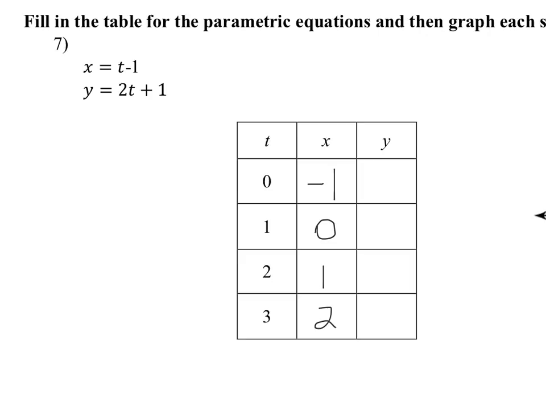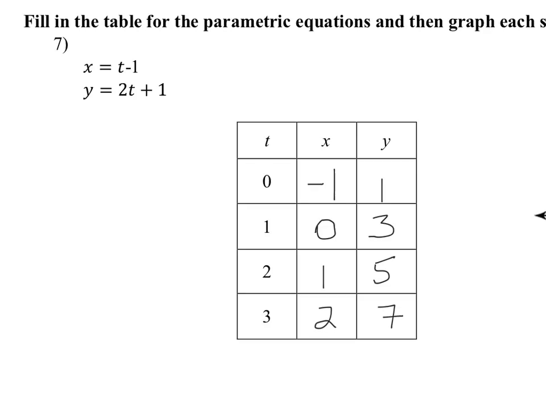And then I plug t in for the y equation. So 0 times 2 is 0, plus 1 is 1. 1 times 2 is 2, plus 1 is 3. 2 times 2 is 4, plus 1 is 5. And then 3 times 2 is 6, plus 1 is 7.